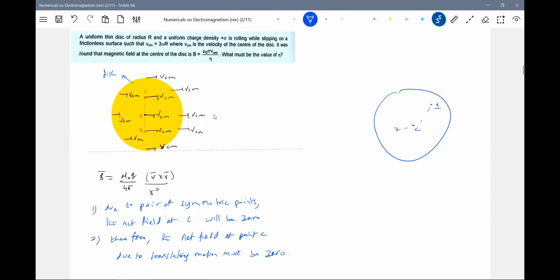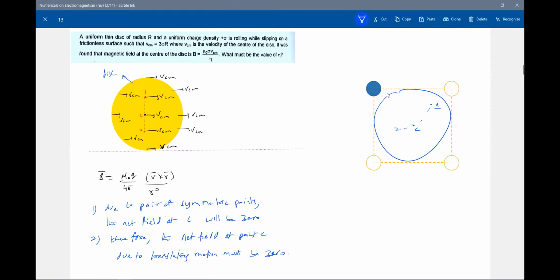You have to see pairs of symmetric points. If you take unsymmetric points, then you calculate due to 1, due to 2, you assume several points like that, and when you take the vector sum, you'll get 0 only. So therefore, I'm asking you to take symmetric points and conclude it. So now the magnetic field will be there only due to rotative motion.